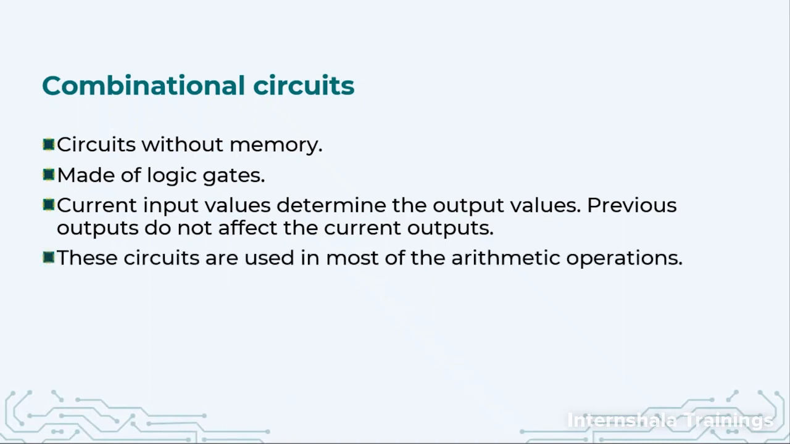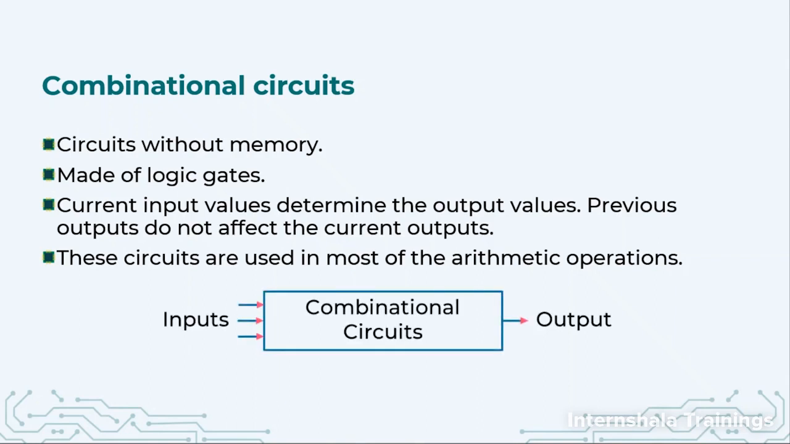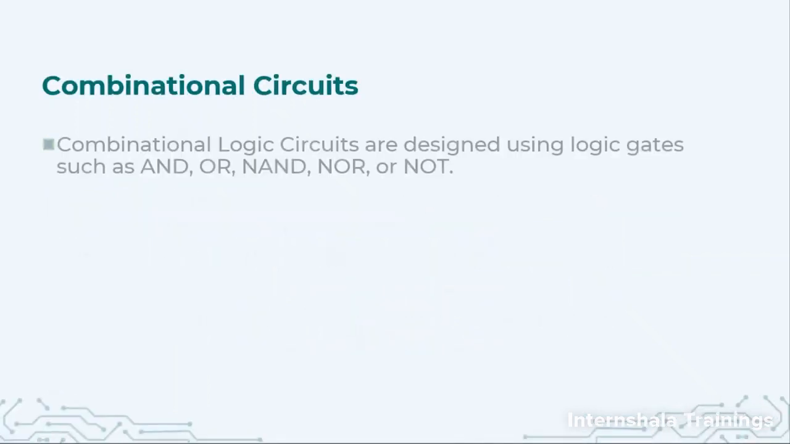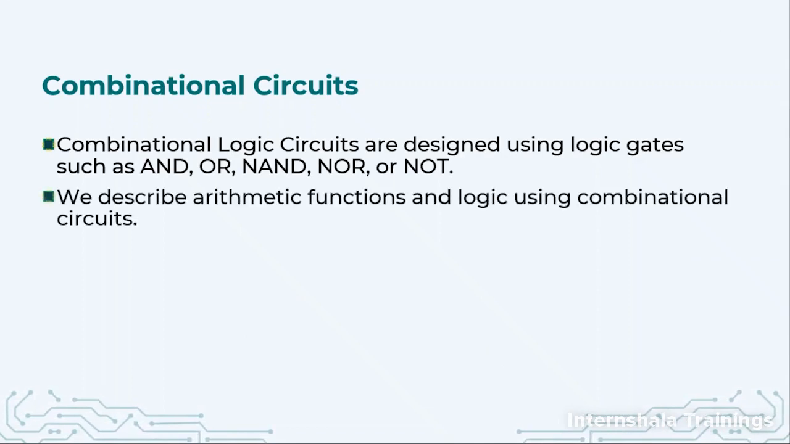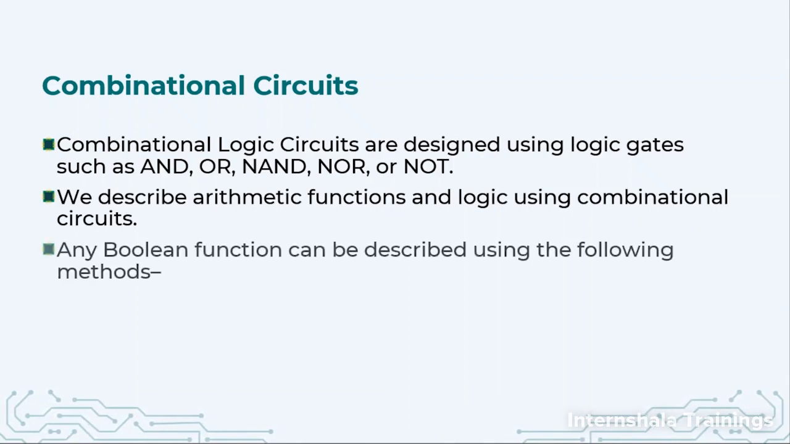These circuits are mainly used for performing the arithmetic operations like addition, multiplication, shifting, comparing, and all these things. So we had also seen this block diagram that the current inputs will decide the current output. There is no feedback at all. Combinational circuits are made of logic gates. Logic gates are like AND or NOT, NAND, NOR, XOR, XNOR, and there can be a few more logic gates in the literature. We describe these arithmetic functions using these logic gates, and that is what makes the combinational circuit.